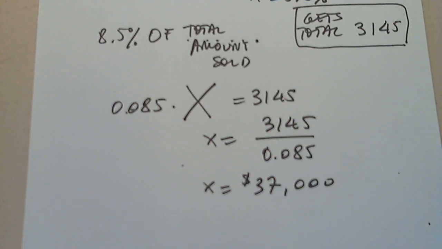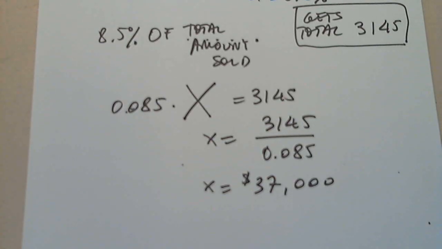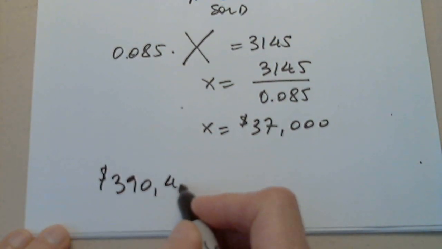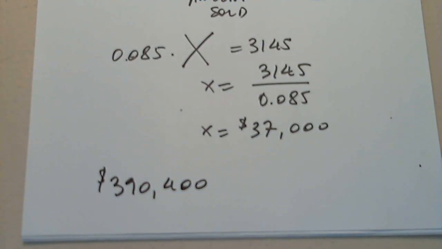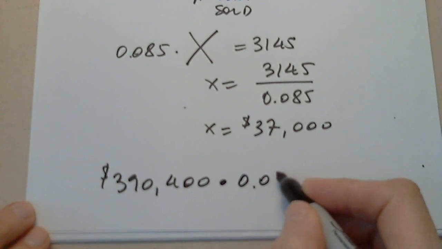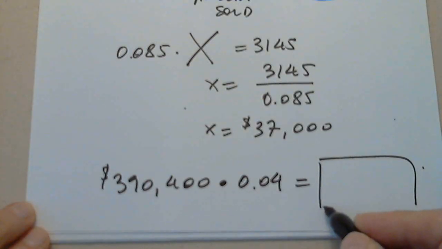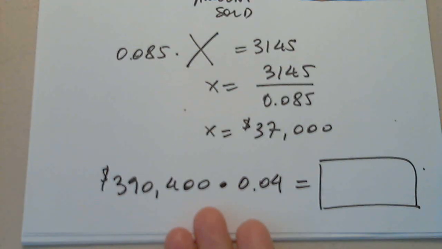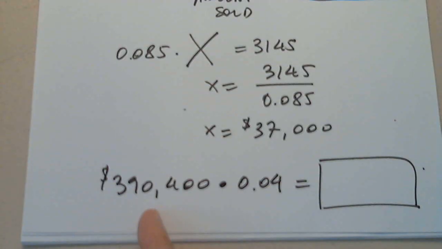Good. So Linda sold the house for $390,400. So that was the sale of the week. Her commission is 4% of the selling price, because 4% doesn't mean anything, of 0.04, and this is what she gets. She sold the house for $390,400, and she got 4% commission on this amount.